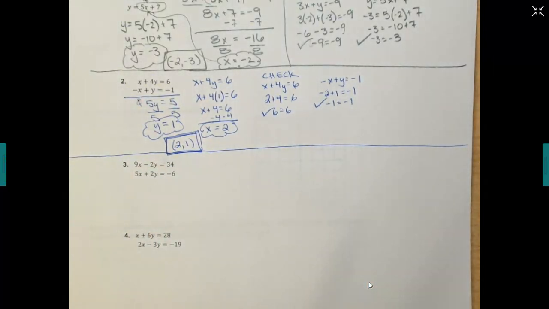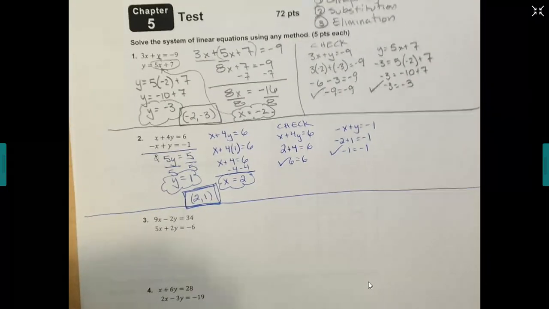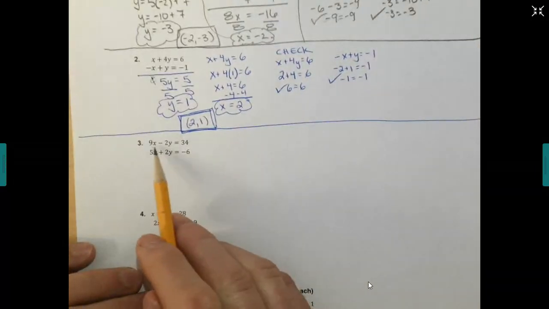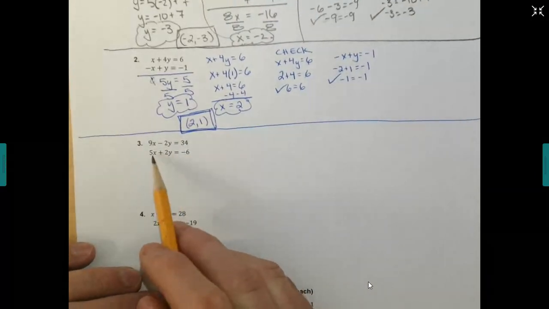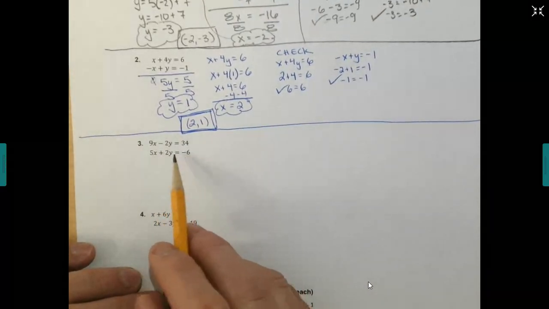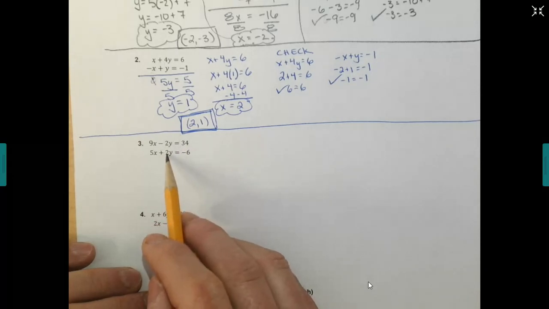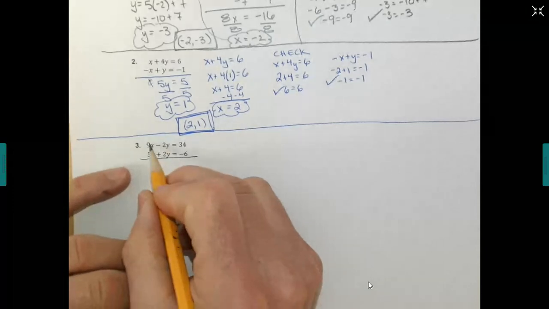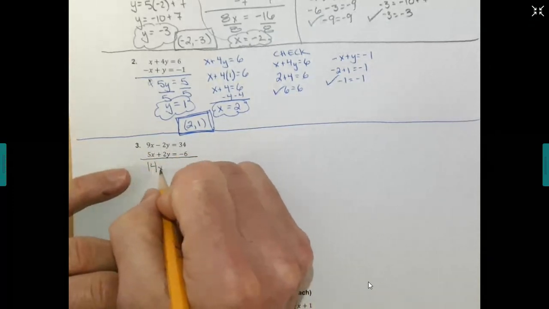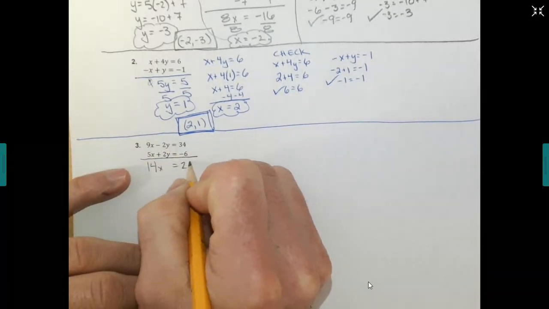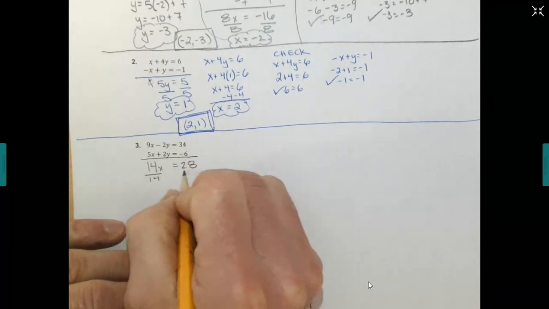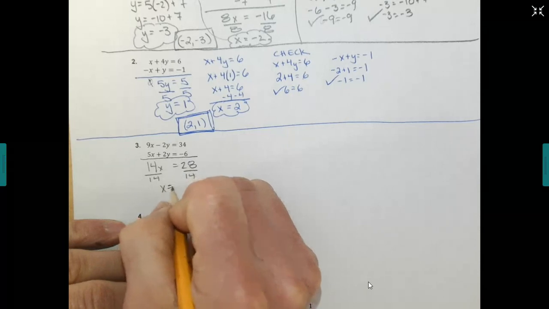Going to go back to pencil. Number 3. 9x minus 2y equals 34, 5x plus 2y equals negative 6. Well, I have a negative 2y and a positive 2y, so I'm going to use elimination again and just add these together. 14x equals 28, divided by 14, x equals 2.